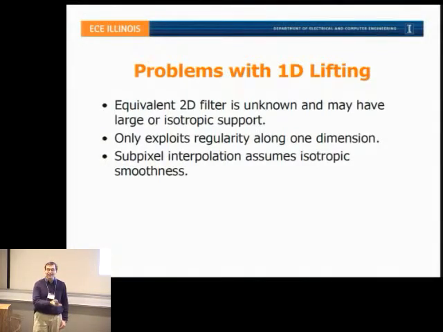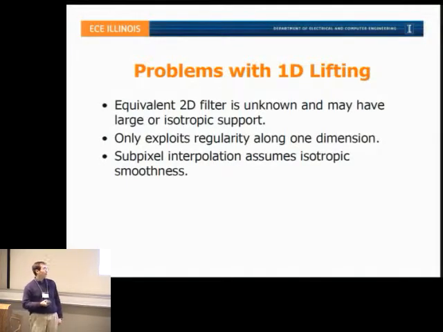So you may have tried to design in an angle, but it doesn't stay angular because of the concatenation. On the flip side, it only exploits regularity along one dimension. Most of your signal has regularity in multiple dimensions, and one-dimensional transforms don't see that.